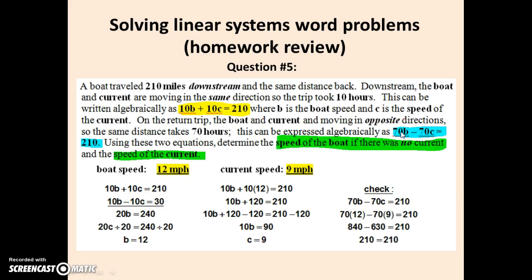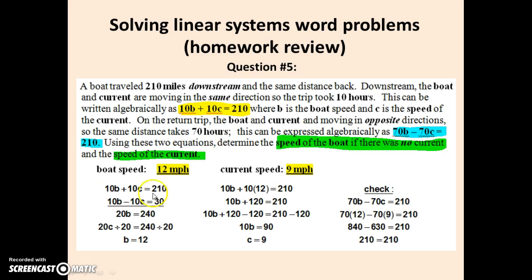Think about it. Got it? Yeah, I divided everything by 7. If you divide everything by 7, 70 divided by 7 is 10. Minus 70 becomes minus 10. 210 becomes 30. Now if I add them together, you can clearly see my c's are eliminated, and I can solve for B. Then I solve for C.